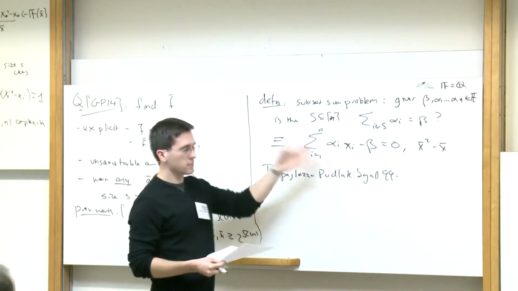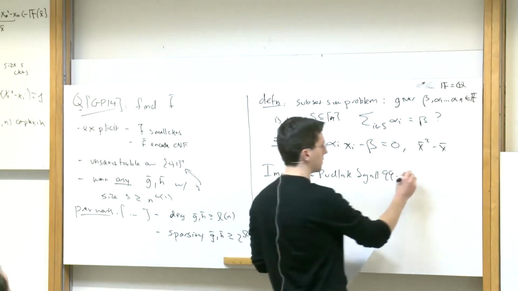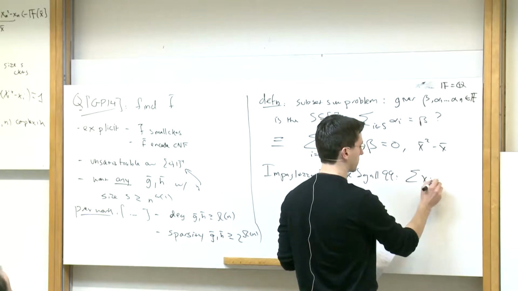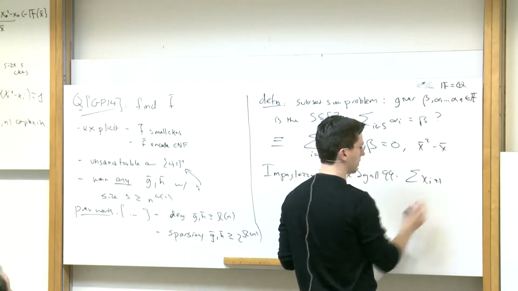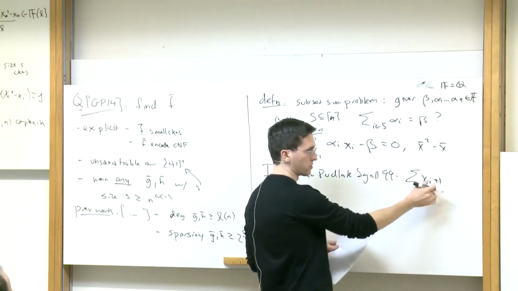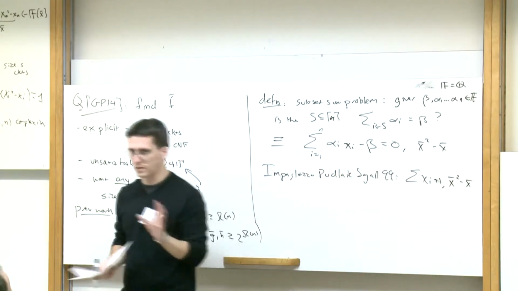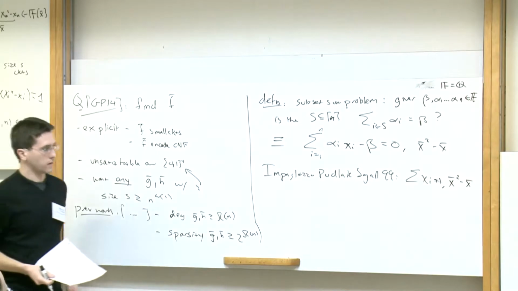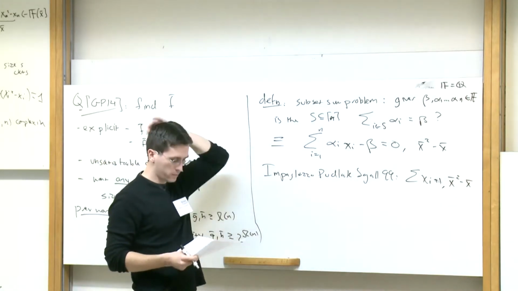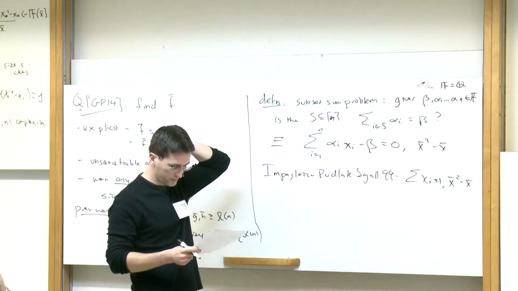But they said, let's look at a very special case. Let's just look at the case when all the alpha i's are the same. So you have the summation of xi plus 1, and you have x squared minus x. So this is your polynomial system of equations. It's obviously very, very simple, and obviously unsatisfiable over the hypercube. And how can you refute this?